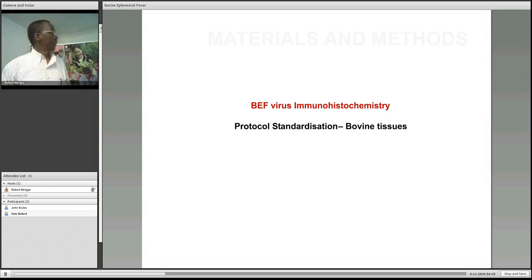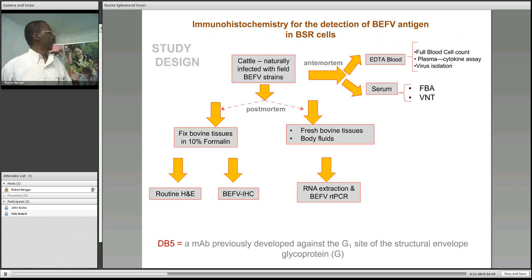So then once we had this block of virus-infected cells, now we could go ahead and test bovine tissues. So here is a schematic of what we've been doing. We have relied on naturally infected animals that we get in the field. Here within the NT, we collect all sorts of samples to do all sorts of studies, but specifically how it relates to the immunohistochemistry.